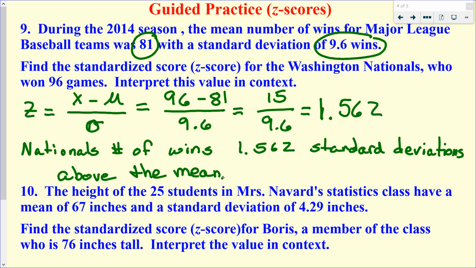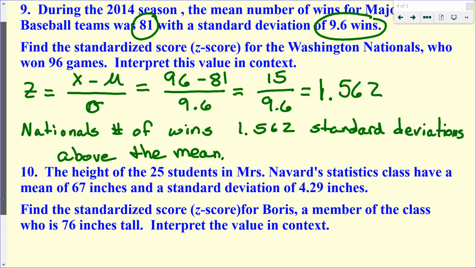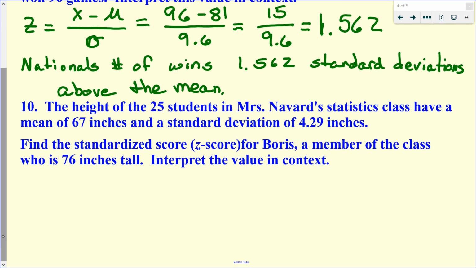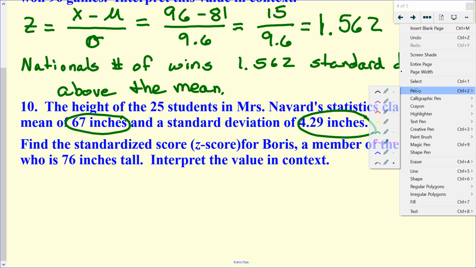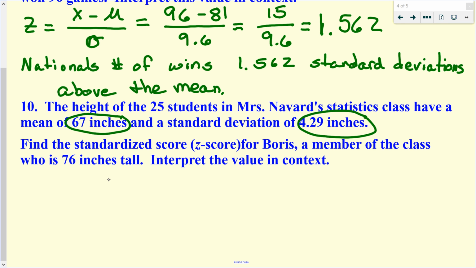Okay, so another question. Let's take a look at a slightly different idea. We're looking at the height of the 25 students in Mrs. Navard's statistics classes, which has a mean of 67 inches and a standard deviation of 4.9 inches. Go ahead and switch colors here. It's purple. We're looking for the Z-score for Boris, who is 76 inches tall.